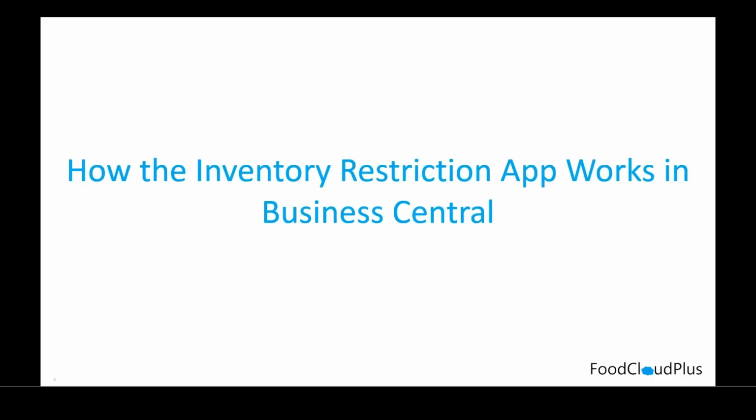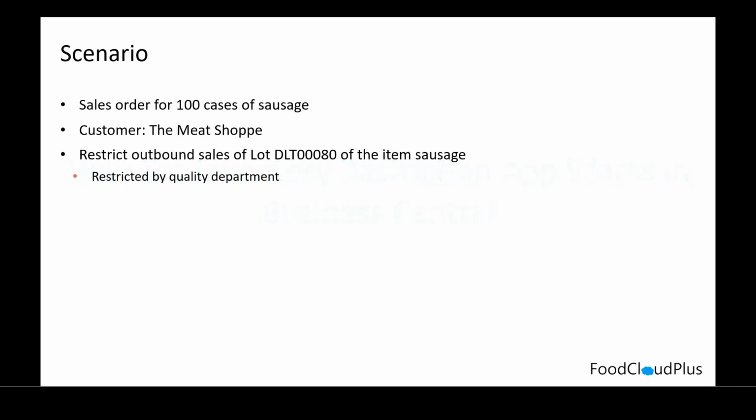Now that we've gone through the setup process, we can see how the Inventory Restrictions app works in Business Central through a series of scenarios. For our first scenario, let's assume we have a sales order for 100 cases of the item sausage for the customer, the meat shop. However, let's say in this scenario that the quality department has communicated to us that we need to restrict the outbound sales of the item sausage from lot DLT80 due to a potential quality concern that they need to investigate.